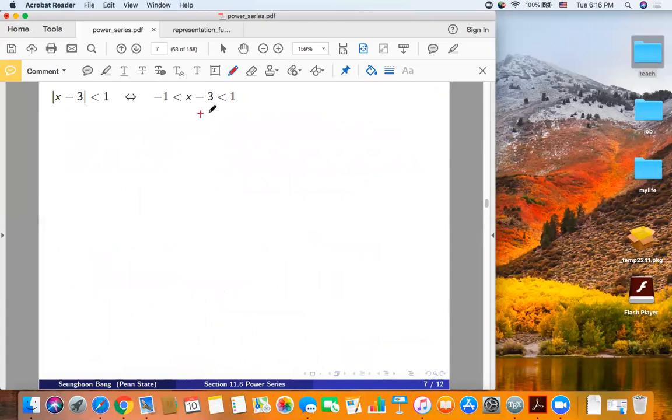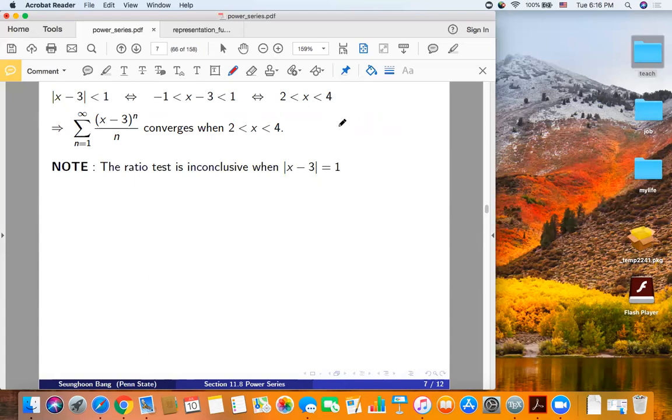You add 3 to both sides. The 3 is cancelled. X is greater than minus 1 plus 3, which is 2, and less than 1 plus 3, which is 4. So we have it like this. So we have this result. The series converges when x is between 2 and 4. But this is not final. So let me see.